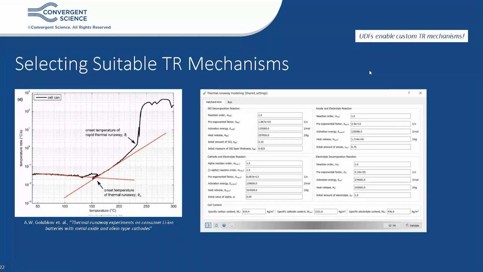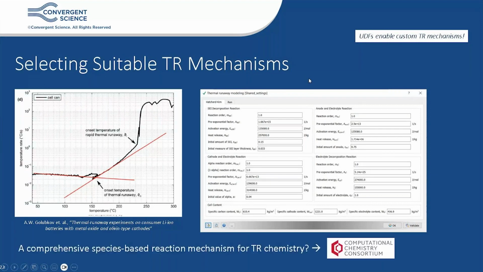Convergent Science is dedicated to widespread improvements in chemistry modeling approaches. That includes battery thermal runaway chemistry. And we seek to arrive at a comprehensive species-based reaction mechanism for thermal runaway chemistry as part of the Computational Chemistry Consortium, which brings together industry, academic, and government partners to develop detailed chemistry reaction mechanisms and also validate them with experimental data.